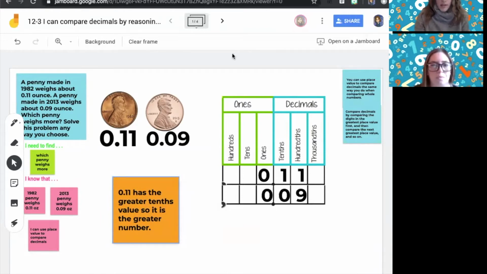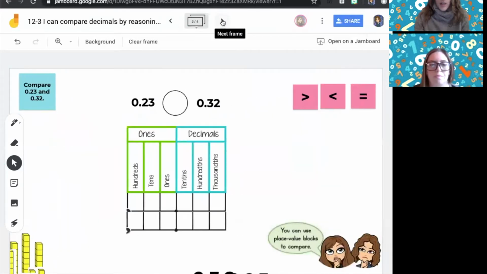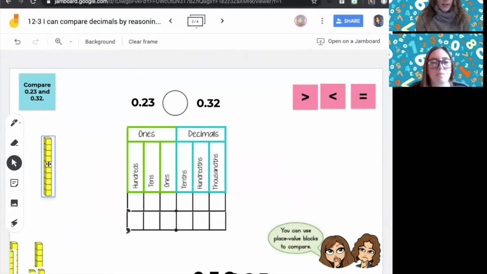Let's move on. Can we compare 23 hundredths and 32 hundredths? We can use place value blocks to compare this time. Okay, so I have our manipulatives over here. I'm going to bring out 2 longs. Great, that represents the 2 tenths in 23 hundredths. And 3 units. Great, that shows 23 hundredths.